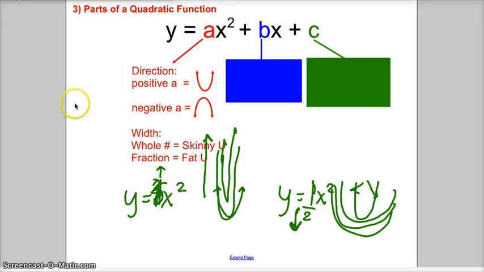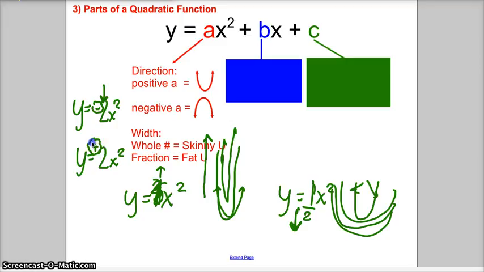So if you were to look at an equation, for instance, y equals negative 2x squared, well, the negative represents that it's downwards. The 2 represents that it's skinnier than standard. If you were to look at y equals positive 2x squared, we don't always write the positive, but the positive that we say or we think means it's opening upward, and the 2 represents that it's skinnier than standard.